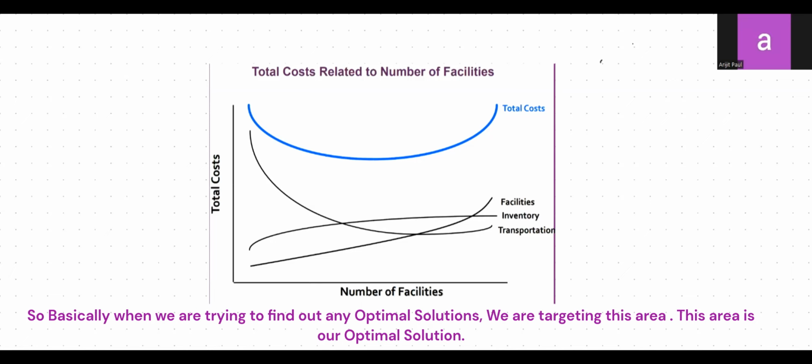So basically, when we are trying to find out any optimal solution, we are targeting this area. So this area is our optimal solution.